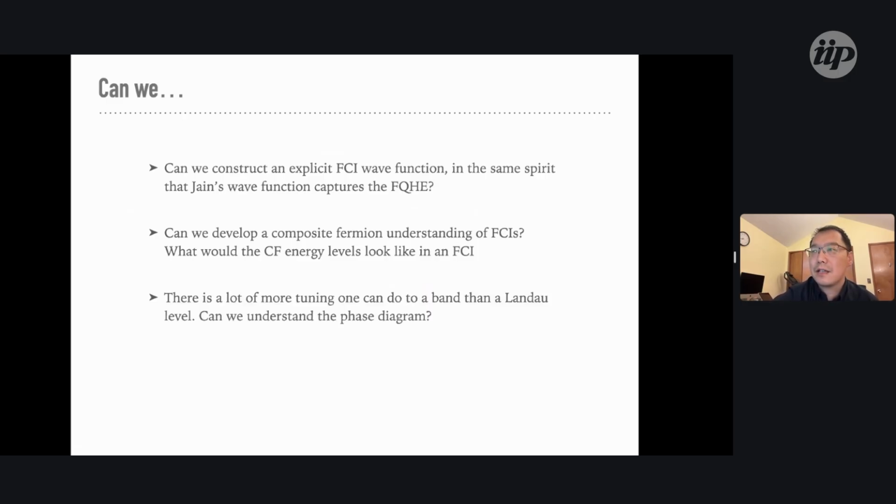And also, there's a lot of tuning one can do to a band in a non-dot level. Can we understand the phase diagram? And in fact, we can even forget about the fractional Chern insulators. Can we derive the Jain wave function instead of just saying, hey, I have this idea, and let's write down this wave function? Is there a more systematic way to obtain this wave function? Those are the questions I'm trying to address in this talk.